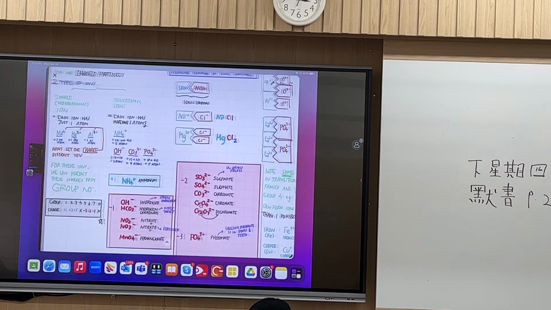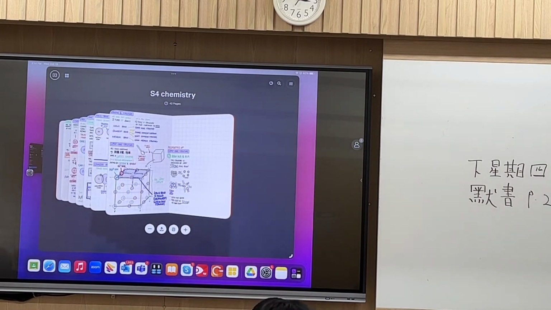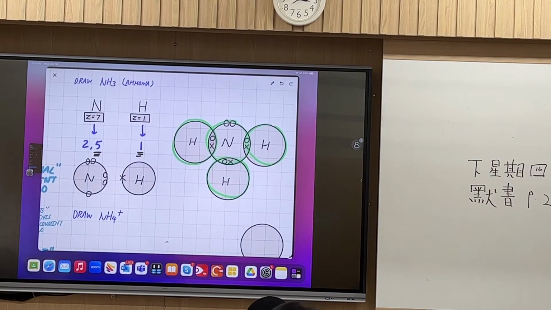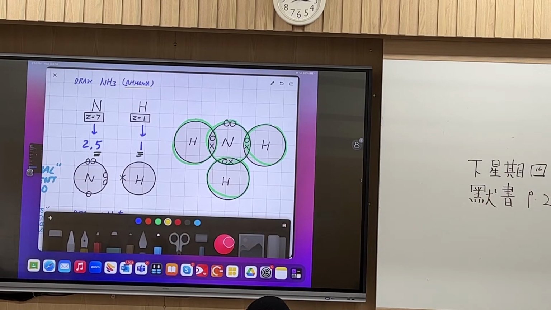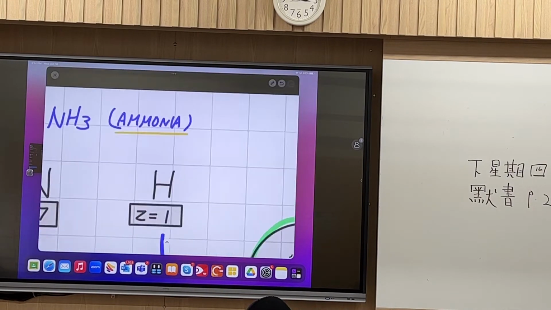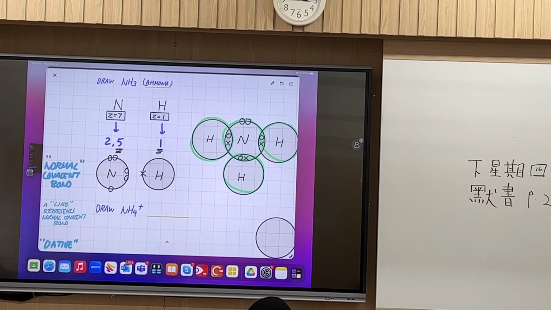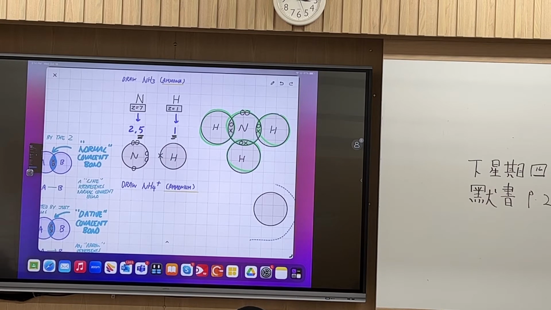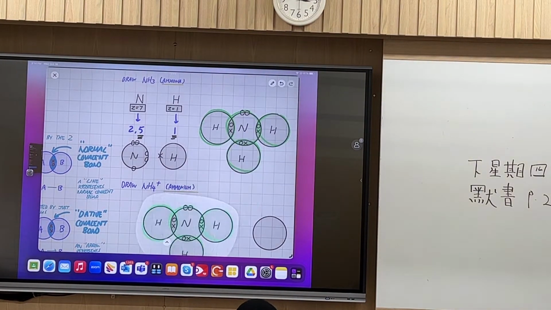Here, ammonium ion. What is the structure of ammonium ion like? Now we are going to draw it. Don't confuse ammonia with ammonium. Ammonia is NH3. Ammonium ion is NH4 plus. They sound similar, but they are not the same thing. To draw ammonium ion, we react NH3 with another H plus.